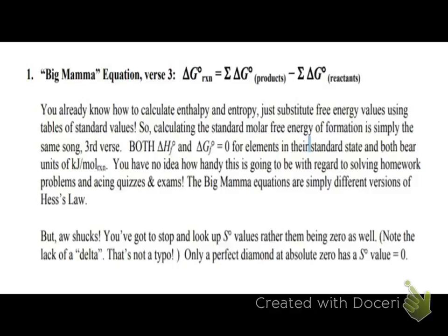Also, for both delta H and delta G, we looked this up in our table. For elements, both delta H and delta G are 0, okay? The only thing that's not is entropy. So basically, entropy is the oddball out, right? It's the only one in a different unit. It's the only one that's a different sign. It's the only one that's not zero. So entropy is a weirdo. Or it's unique, however you want to look at it. Okay?